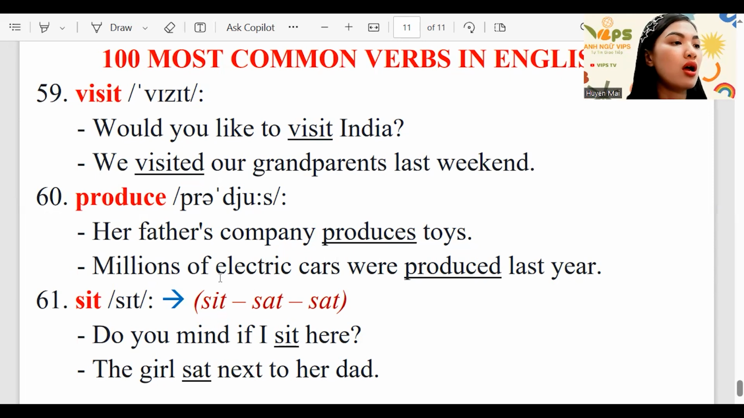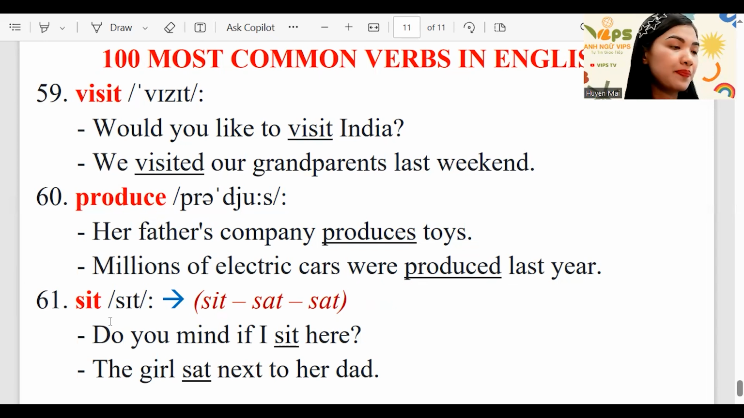Millions of electric cars were produced last year. Last year happened already. So produced, we have to add D. Produced. Millions of electric cars were produced last year.